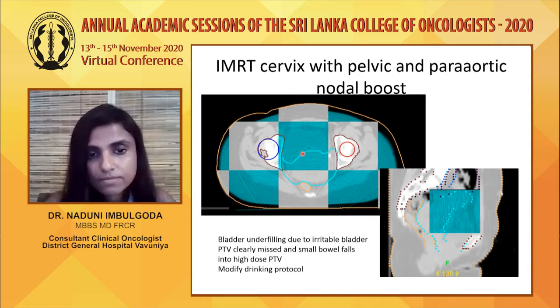This is due to irritable bladder. In cervix IMRT, that's the same issue as in prostate. So we need to modify the drinking protocol, because here the bowel has fallen into the high dose PTV and the PTV has been clearly missed.